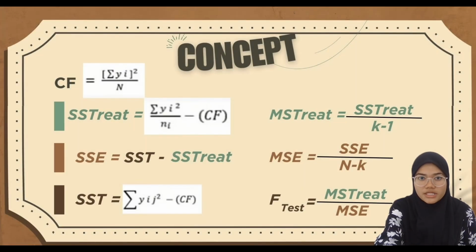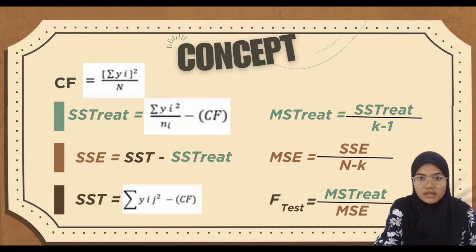Next, we must know the concept of ANOVA and the keywords. First, correction factor. So how do we calculate the correction factor? Summation of variable y, power of 2, divided by total number of population. Next, SST. The formula is total of all observations in the sample in the i-th treatment, power of 2, minus correction factor, divided by n.